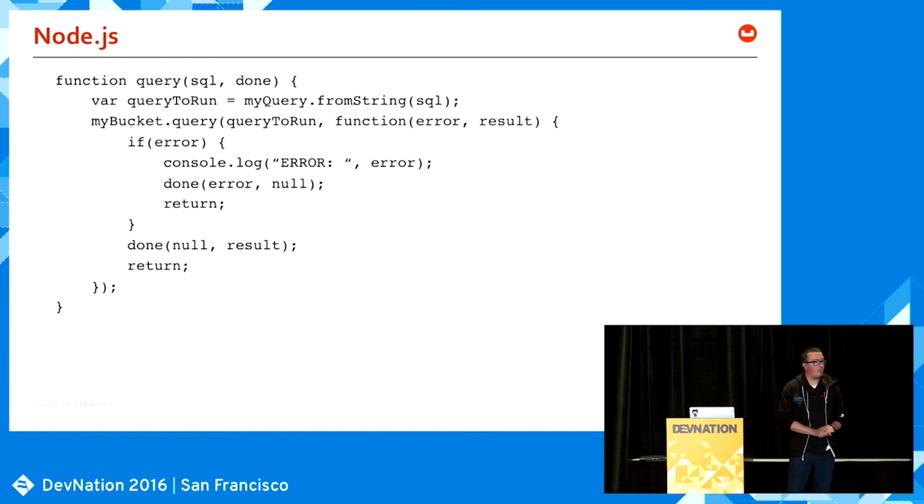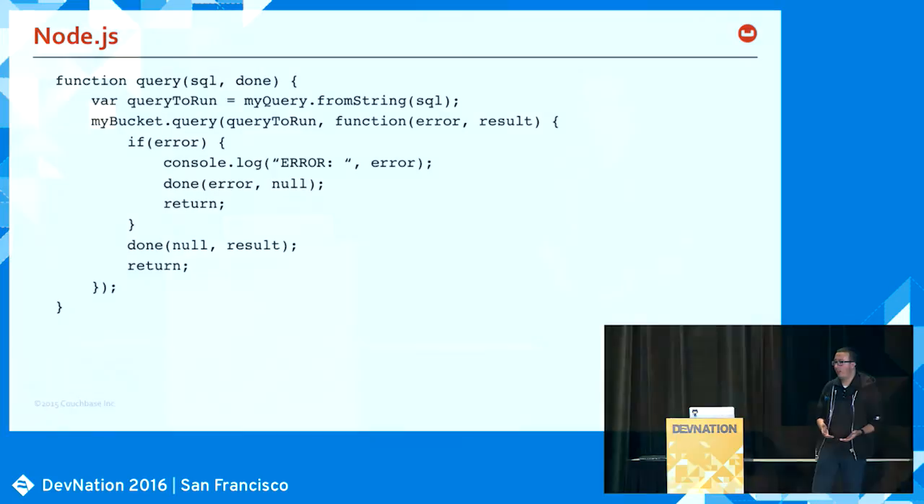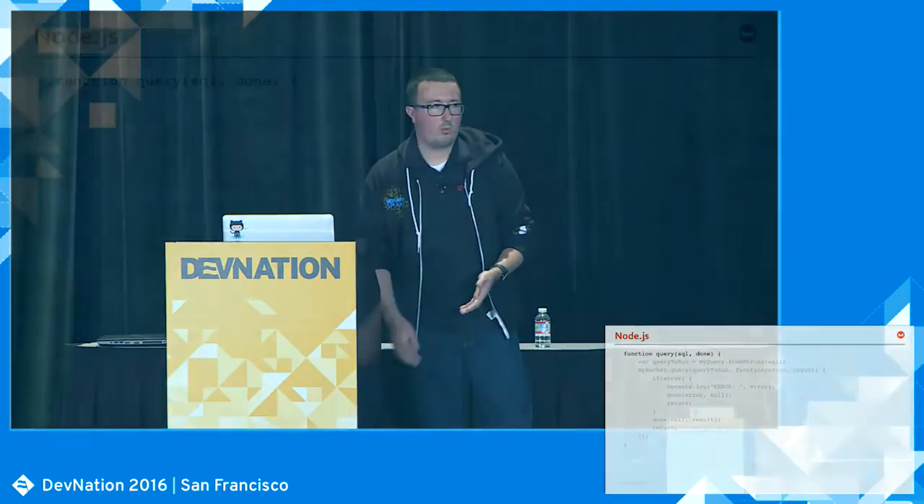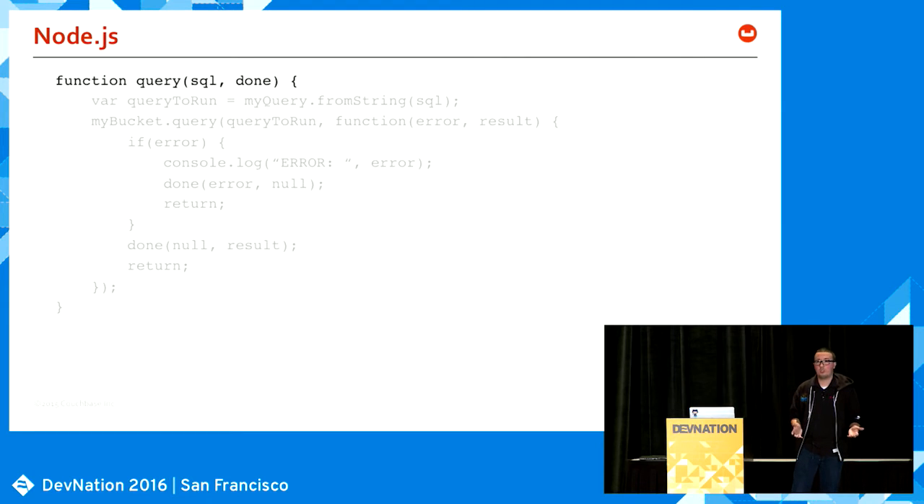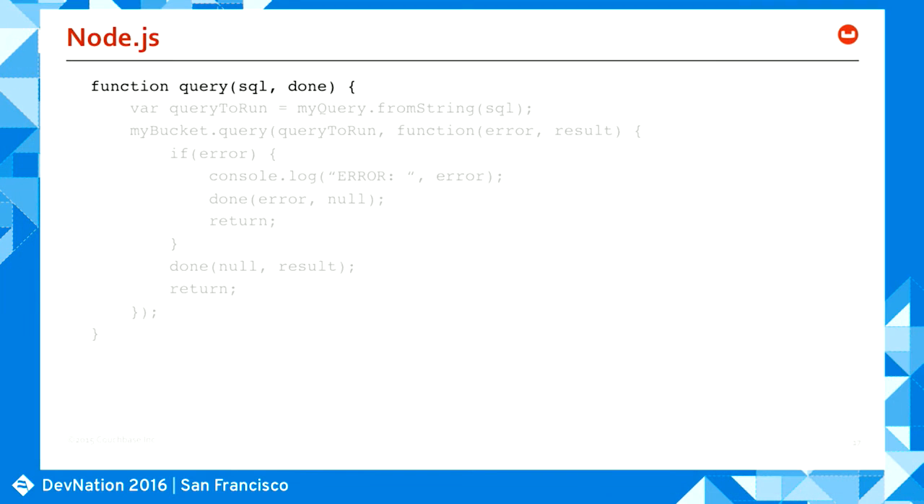So here we have a function. This function is going to be used probably in the next six slides as well, in some similar variation. First of all, let's say we have this function called query. We're passing it a SQL string, and we're passing it a done variable. Let's say that's a callback function. Couchbase doesn't understand strings, so we first have to parse it into an N1QL query, something that Couchbase can understand. Then we can execute the query. So we can call whatever the open bucket is, .query, pass in that parsed query, and also pass in that callback for what to do when it's complete.